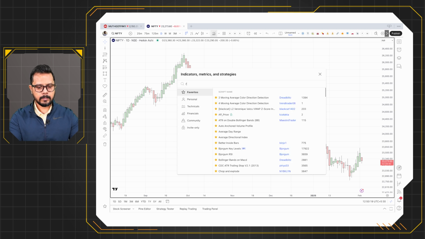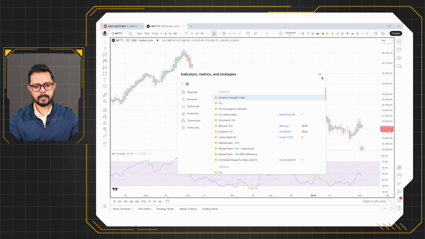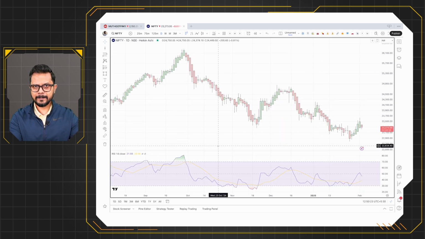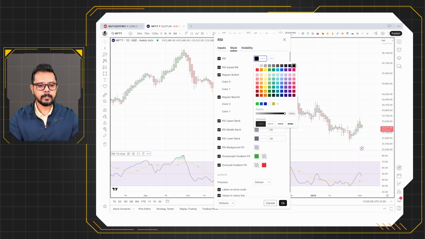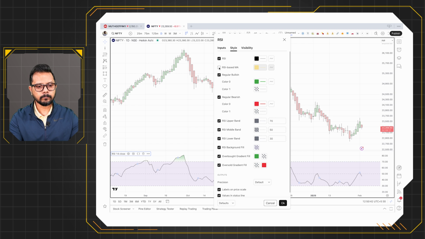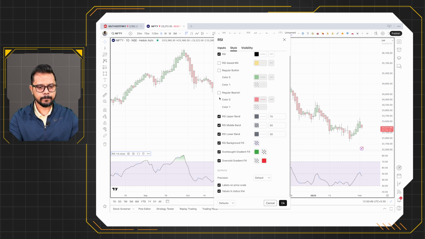Go to the indicators, type RSI, Relative Strength Index. A 14 period is fine. It's half of our lunar cycle, let's not tweak anything about it. But I am going to take these changes slow. Whatever changes I am going to make on my charts, I am going to make it slow and steady so that you understand. First and foremost, I am going to change my RSI to black. I don't need any average of my RSI. Regular bullish, regular bearish, whatever they mean, deselect it.